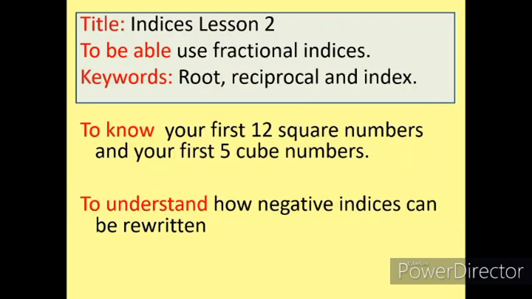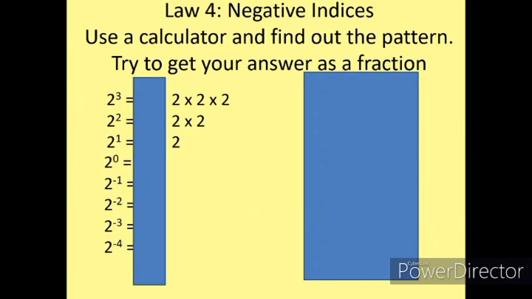Okay, indices, lesson 2. Where it's really just negative indices and fractional indices. So, first one, 2 to the power 3, we know is 2 times 2 times 2. 2 squared is 2 times 2, and 2 to the power 1 is 2. The rest of them, I want you to use your calculator and get your answer. Write them down. I'm going to push you to try and do it as a fraction, so you need a decent calculator. And see if you notice any patterns.